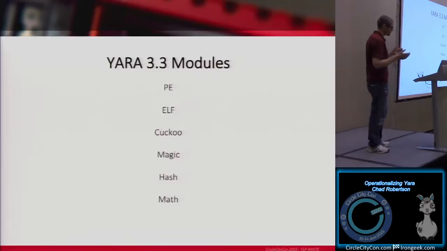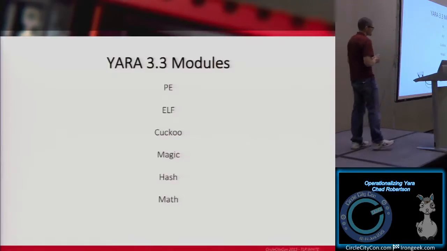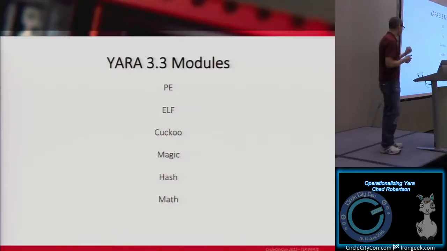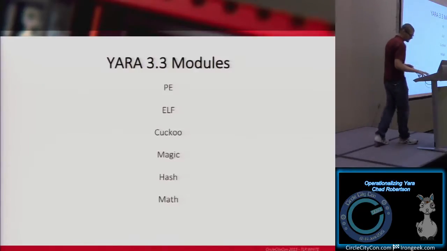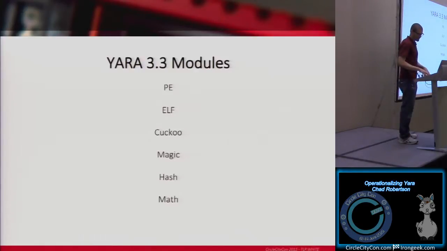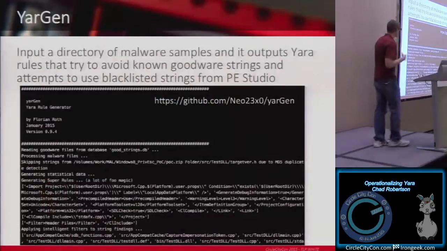So URLs or those kinds of things, we can write Yara expressions against those. The magic module, the hash module, and the math module. If you haven't played with these yet, they're really cool and they're really useful. So I encourage you to take a look at those. And then Florian Roth wrote a tool called YaraGen.